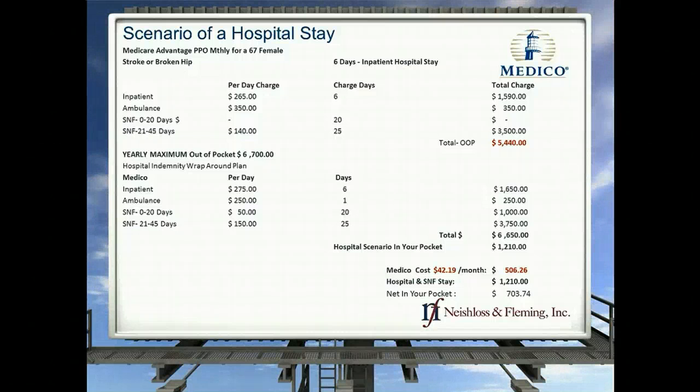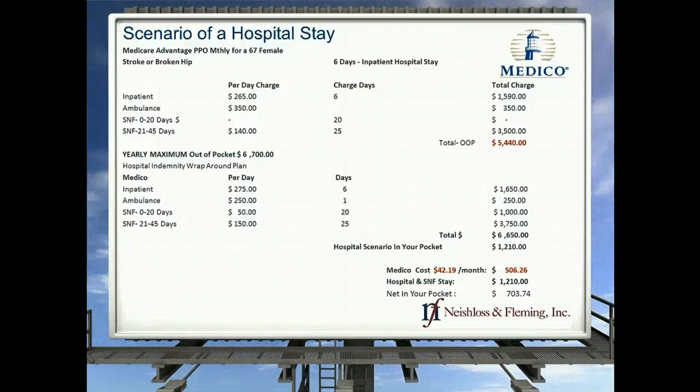So with this policy, they would receive a check from Medico for over $6,600 and basically net out, in terms of the copay cost on the Medicare Advantage plan versus what they received from the HIP, ahead $1,200. Now, the premium on this plan, looking at what it would cost through Medico, would be about $42.19 a month. So you've got a total premium cost over the course of the entire year of $506.